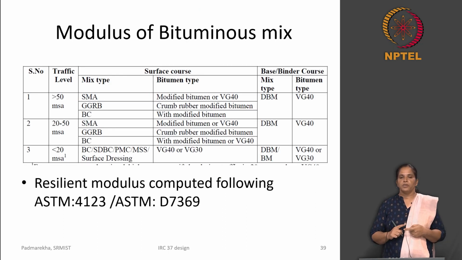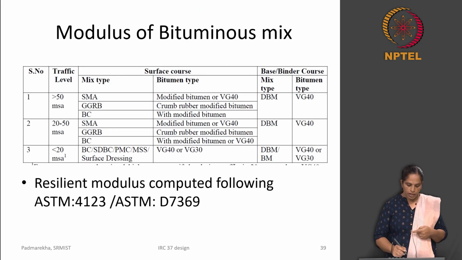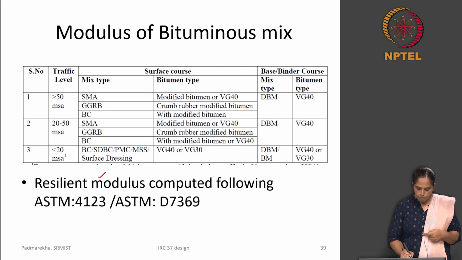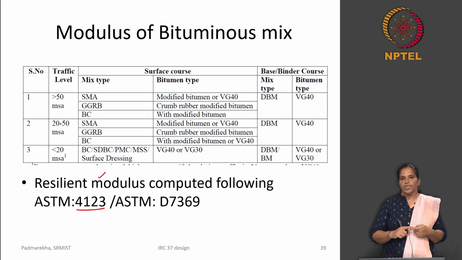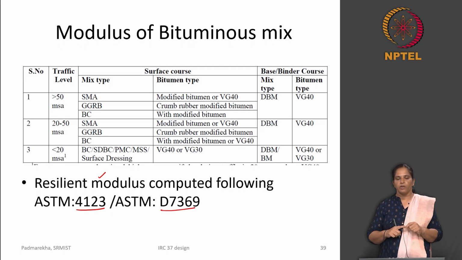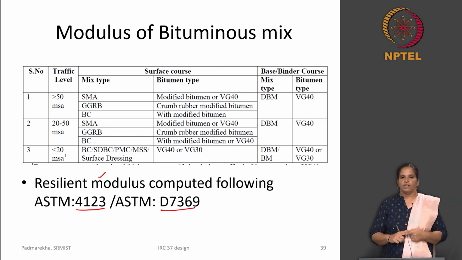We characterize a bituminous mixture also by a resilient modulus value, and IRC suggests measuring the resilient modulus of different bituminous mixtures in the laboratory following the ASTM 4123 standard. This ASTM 4123 is a withdrawn standard where the resilient modulus in the laboratory is computed for an assumed Poisson's ratio value. The revised standard is ASTM D7369, where both Poisson's ratio as well as resilient modulus are computed from the laboratory test.